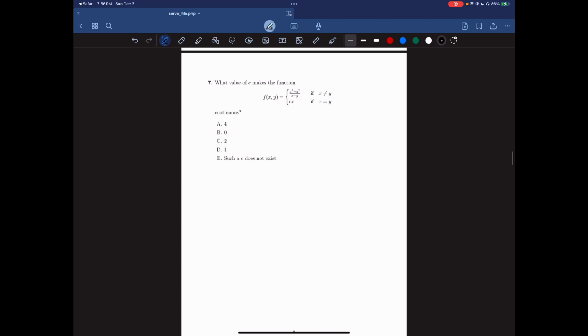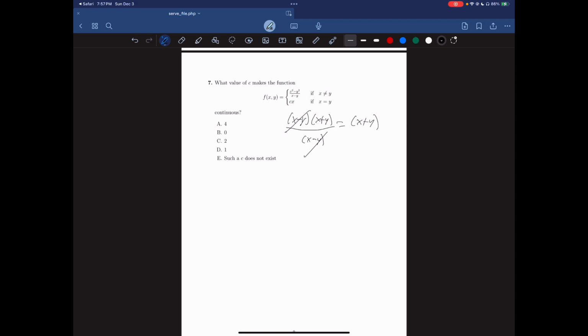Number 7, what value of c makes the function f of x, y equals x squared minus y squared over x minus y if x is not equal to y, and cx if x equals y, continuous. So I think what we can do here is rewrite x squared minus y squared as x minus y times x plus y, over x minus y. Fix that here. And if we cancel these, we're going to get x plus y.